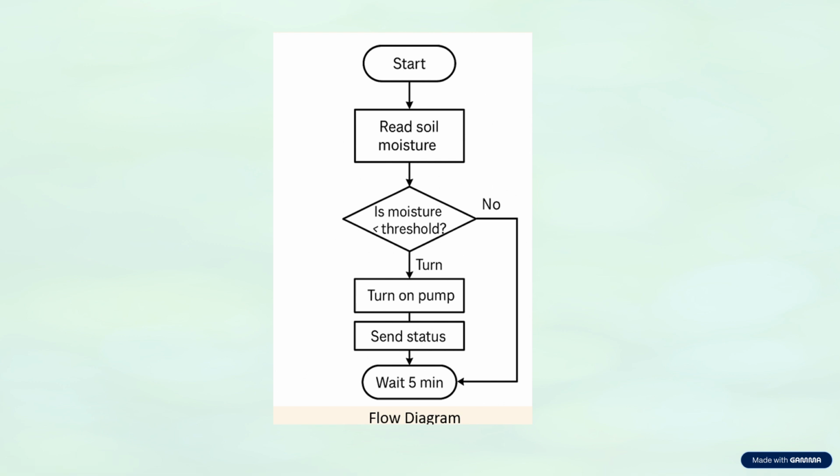Here's how the system works step by step. The ESP32 reads the soil moisture level, and if the soil is dry, it turns on the pump and sends the data update to the Raspberry Pi. The Raspberry Pi logs and displays this data, and the user can send manual commands back from the Pi or app. The ESP32 adjusts the pump accordingly, and the system loops and continues monitoring in real time. So that's what is happening in the project.